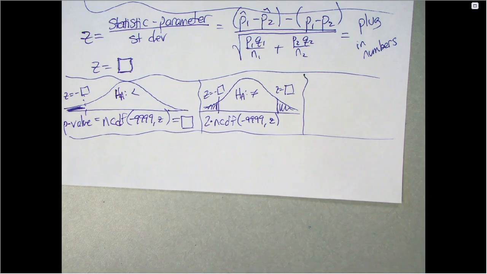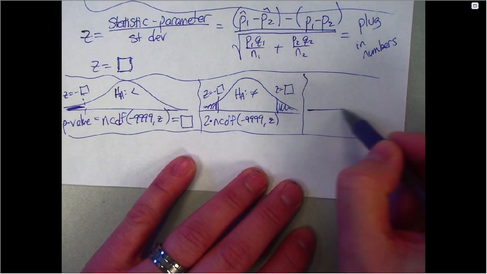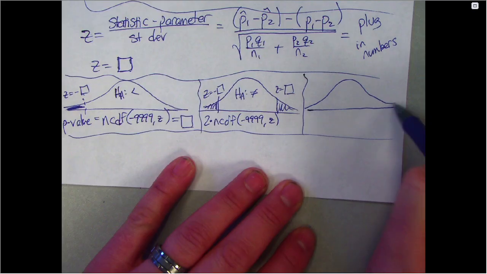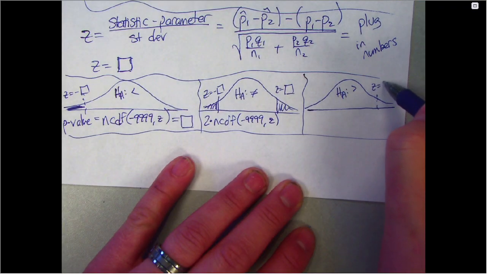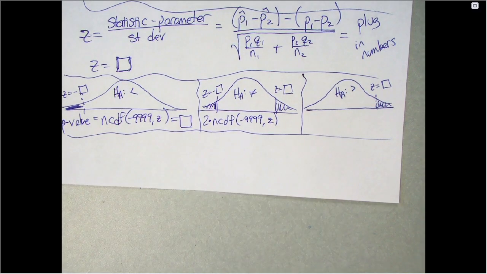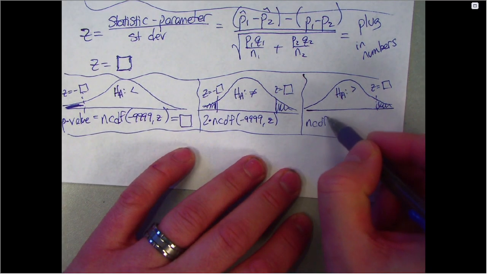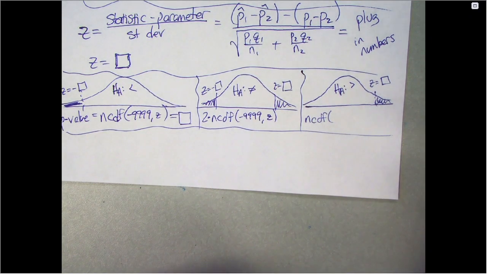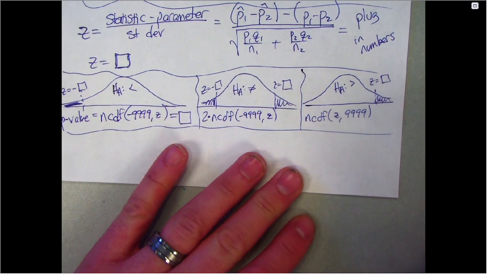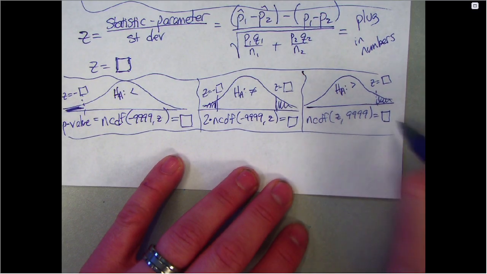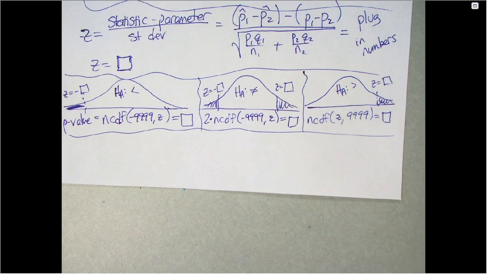I think you could probably make the last one, but let's do it together so we're on the same page here. This would be HA is a greater than. You get a positive Z score. P-value is the part to the right. That would also be normal CDF. From what to what? What's my lower bound here? Z, and the upper bound is 9999. It's a beast of a template. Questions here?